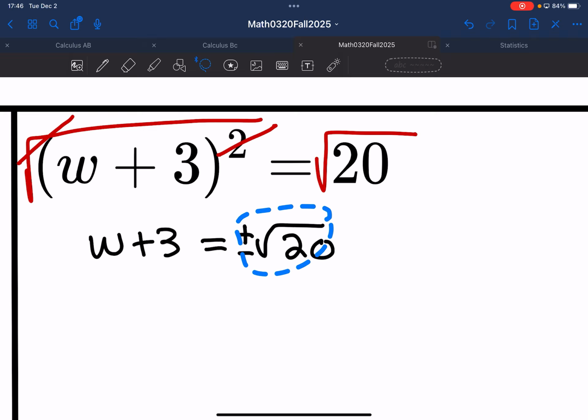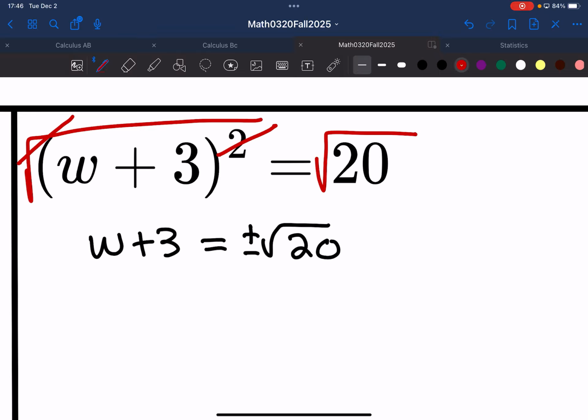Let me get some space there. Plus or minus square root of 20. And since the square root of 20 is not something that we can just perfectly take the square root of, what we should try to do before we subtract over the 3 is see if we can simplify this. Take 5 out, so it'd be 2 and 10, and then 2 and 5. So we're actually taking the 2 out.